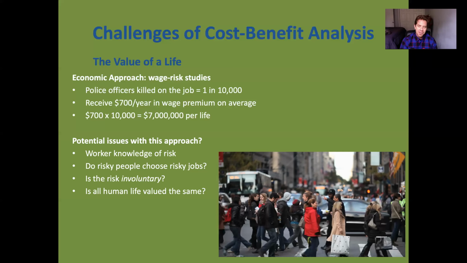The other question that's really important here is, is all human life valued the same? So if we're looking at police officers in the US, and let's say these are the actual numbers, the value of a life in the US is $7 million using wage risk studies and using police risks on the job and their premium to determine the value of the life. But let's say we look somewhere else, in some other country, and maybe the wages are a lot lower and maybe the risks are a lot higher, or the same. We have to think about these things.